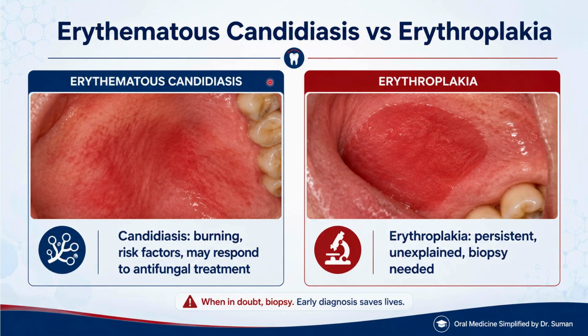Erythematous candidiasis may present as red, burning oral mucosa. It is more likely in patients with diabetes, xerostomia, antibiotic use, steroid inhaler use, immunosuppression, or denture-related problems. If the clinical picture supports candidiasis, antifungal treatment may be appropriate.